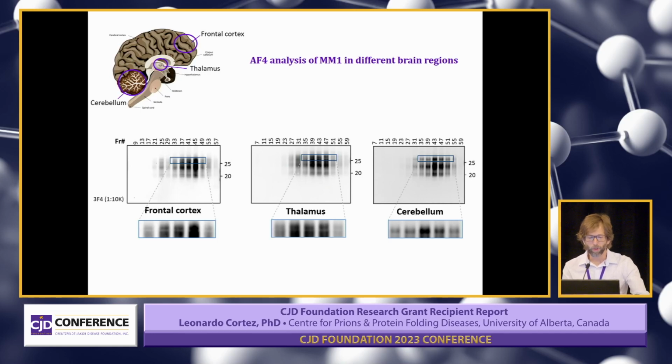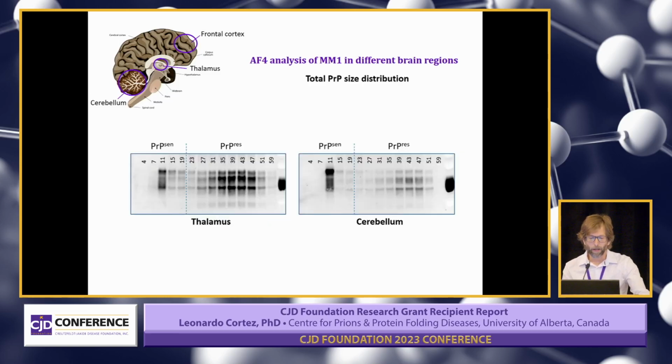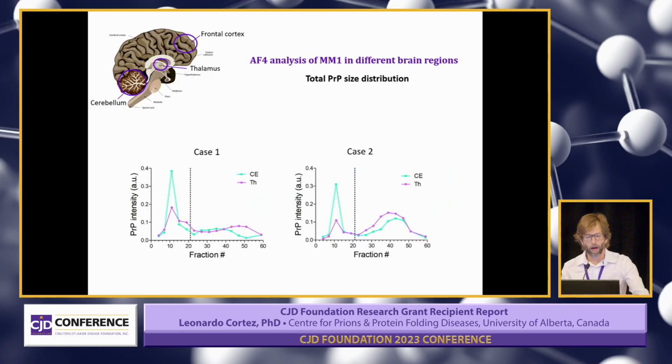And here again, we observe some difference. In the same subtype of sporadic CJD, we observe that frontal cortex and thalamus have the same type of prion, but cerebellum has a different profile in the Western blot, suggesting that there is another type of prion in cerebellum. We also analyzed the population of PK-sensitive and PK-resistant prions, and we also see a difference between these two populations.